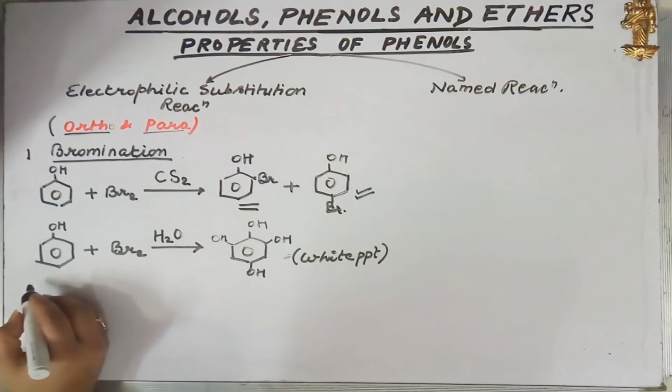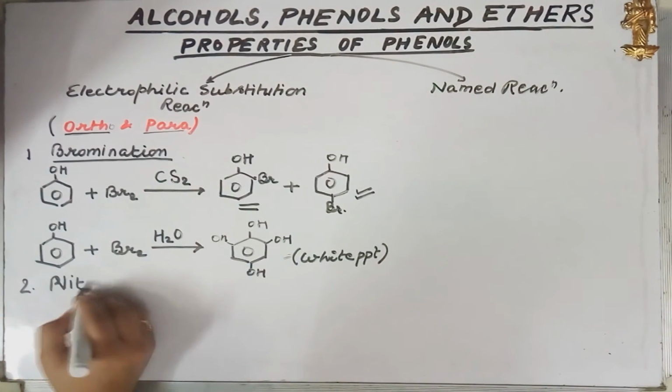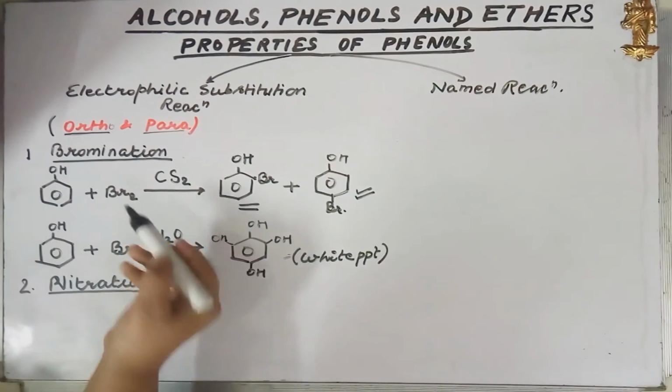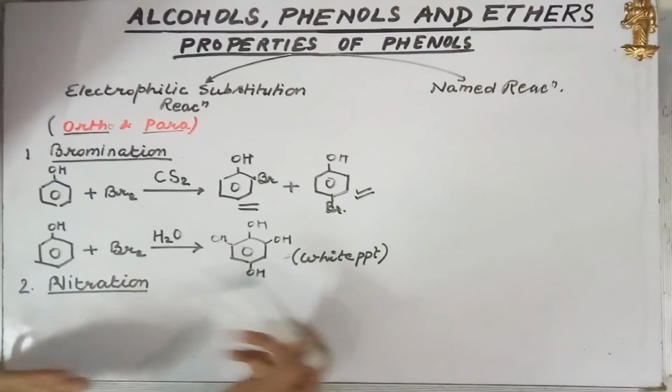Another reaction which we have to take care of is the nitration reaction. As in the case of bromination, where we took care of whether the reaction was taking place in the presence of CS2 or in the presence of water, here we have to take care of whether the reaction is taking place in the presence of dilute HNO3 or concentrated HNO3. In both cases we get different products, just like in bromination: the mono-substituted product or the tri-substituted product.